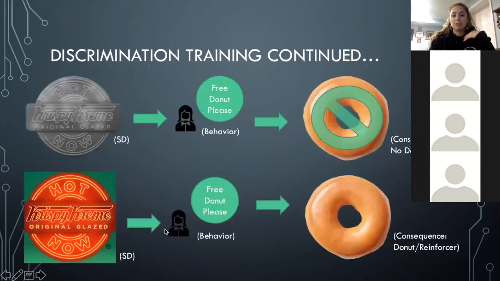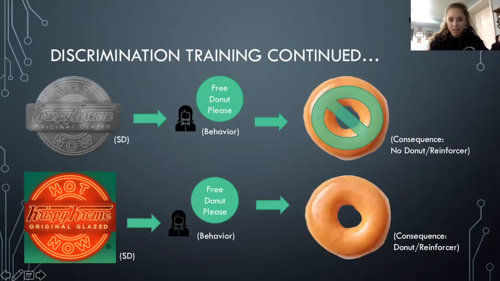My favorite example, and if you're looking at the PowerPoint, this is what you'll see, is I use the Krispy Kreme donut hot now sign as an example. So for example, when the hot now sign is off and the neon lights are all turned off, if I were to go into Krispy Kreme donuts at that time and ask for a free donut, I would not get a free donut, okay? So in discrimination training, you are reinforcing a behavior in one instance or in one environment and not in another. So in this case, I'm not going to get reinforcement if I go ask for a free donut and the light is off.